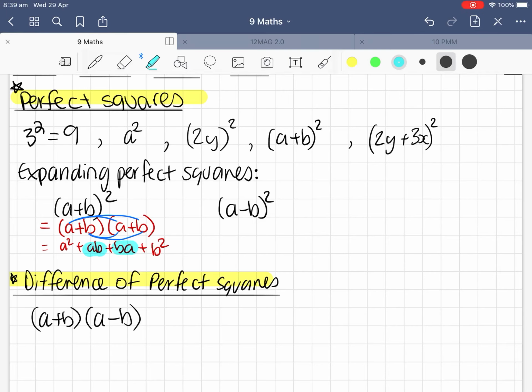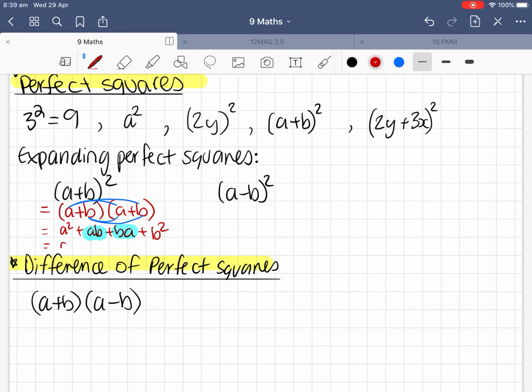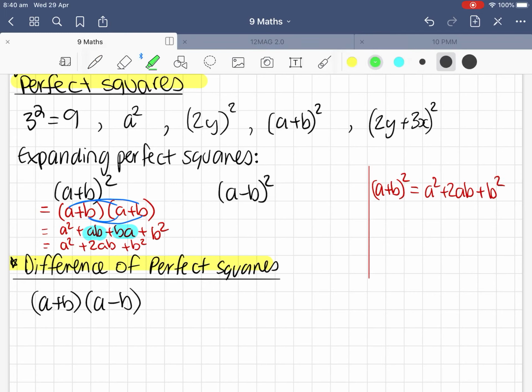Now, after we've done that, this term here, ab, and this term here, ba, are in fact like terms. So we can bring them together and we actually end up with a squared plus 2ab plus b squared. So what this means, guys, is that every time we have a plus b all squared, we are going to have the answer a squared plus 2ab plus b squared. And that's a general rule for expanding perfect squares.